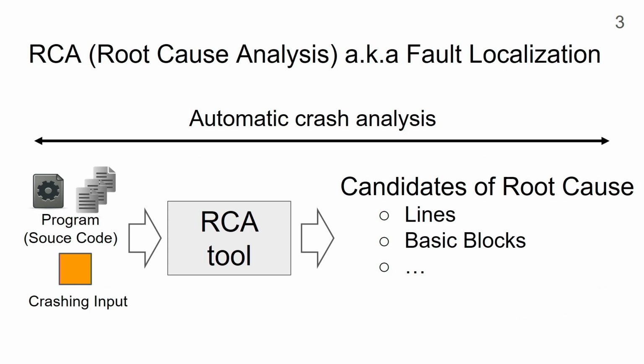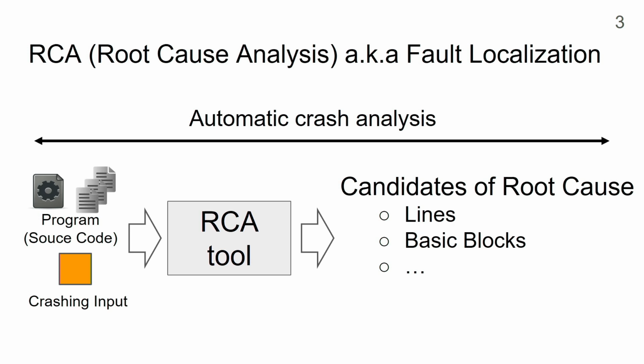Maybe one possible solution to process a lot of crashing inputs is the automation of crash analysis. This is called RCA, or root cause analysis, also known as fault localization, which tries to reduce the cost of analyzing crashing input by automatically finding the root cause locations. The typical RCA tool takes two inputs: the target program and the crashing input. Then it shows the candidates of root cause locations based on their heuristics or algorithms.